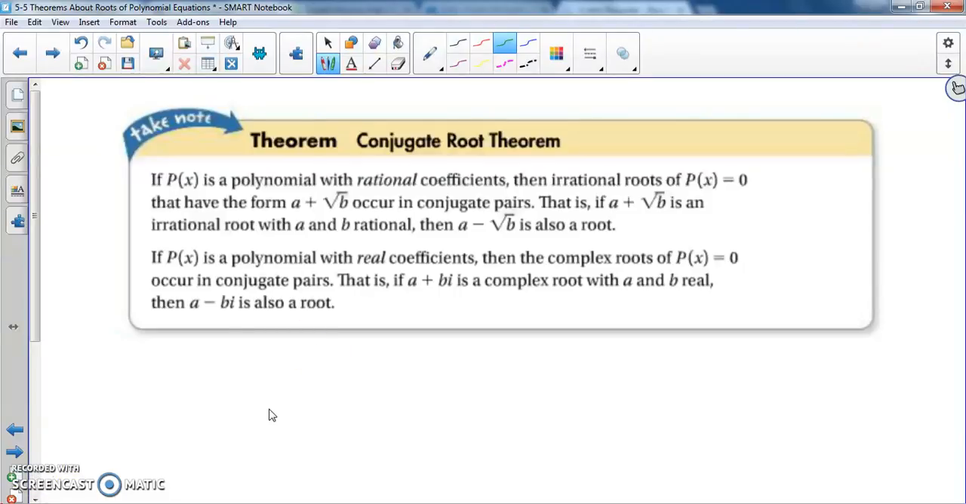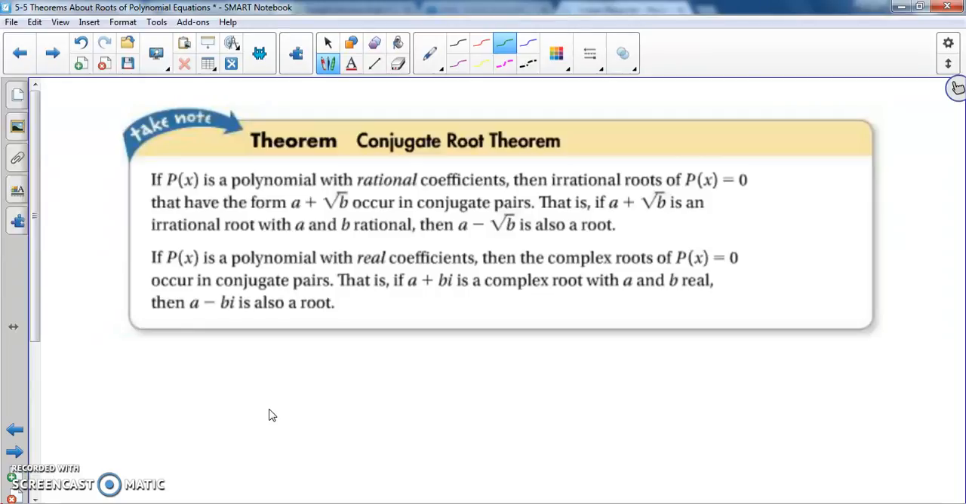Now we have to remember from lesson 4.8 that the complex numbers a plus bi and a minus bi were conjugates. Similarly, the irrational numbers a plus square root of b and a minus the square root of b are conjugates as well. If a complex number or an irrational number is a root of a polynomial equation with rational coefficients, so is its conjugate.